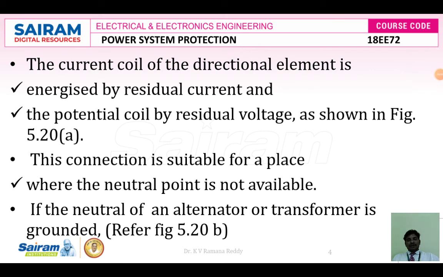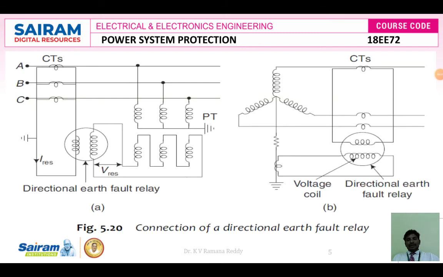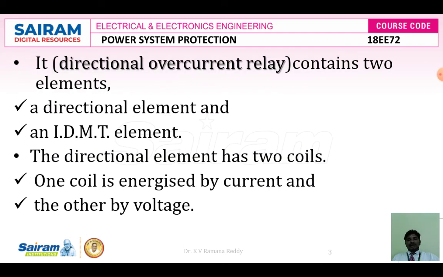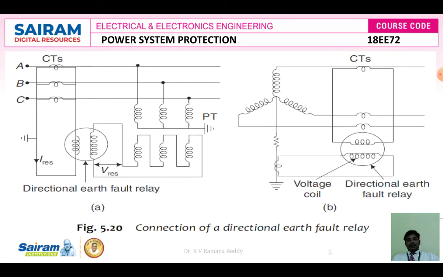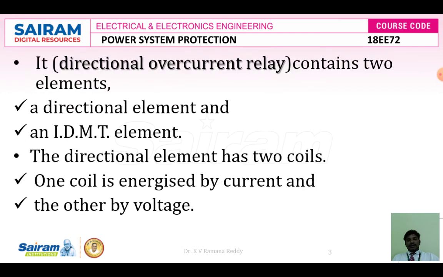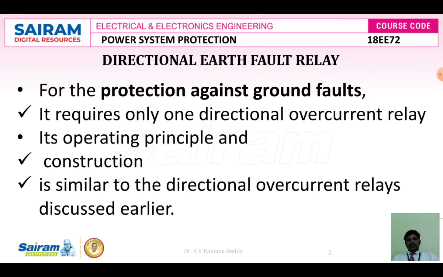Based on this, the relay senses the residual current and residual voltage at the time of fault condition, and it gives a command signal to the circuit breaker to isolate the faulty section of the system from the healthy section. Like this, this directional overcurrent relay protective scheme has been employed here to protect load equipment, especially alternators and transformers.